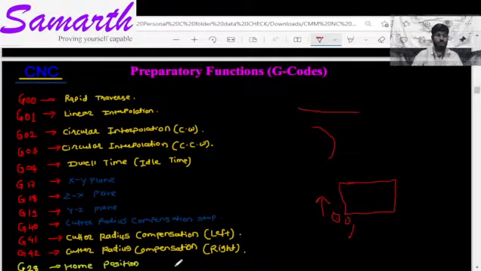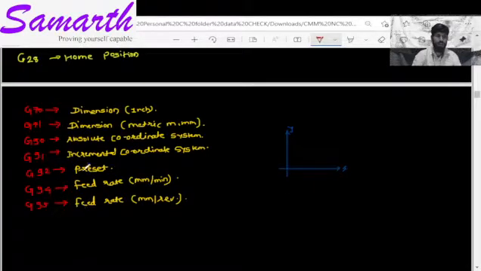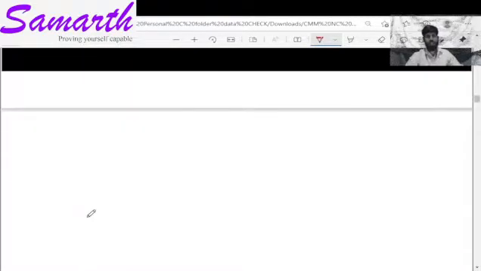G28 is the home position. After doing all the operations, if we want to return the tool to its original position, then G28 is used. G70 is dimension. If the dimensions given are in inches, then we use G70. If dimensions are given in metric, that means meters or millimeters, then we should use G71. After that, G90 is for the absolute coordinate system. What absolute and incremental mean, we will also see with the help of a figure in the very last 2 slides of this lecture. G92 is preset. G94 is feed rate if it is in mm per minute, and if it is mm per revolution, then the G95 code should be written in the program.